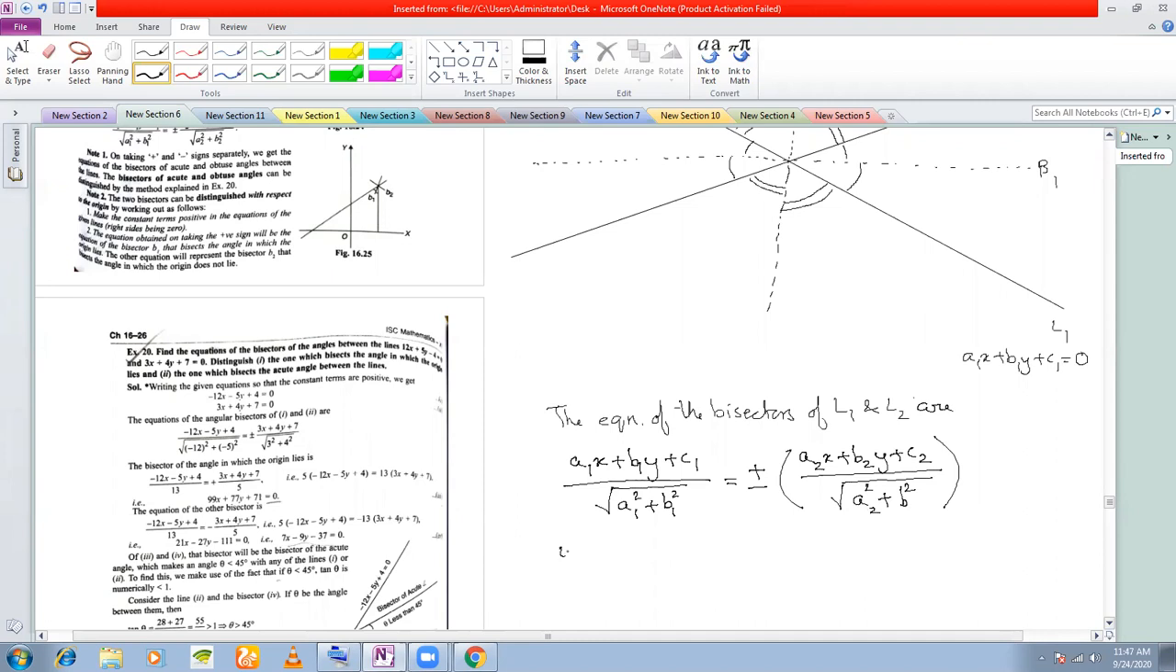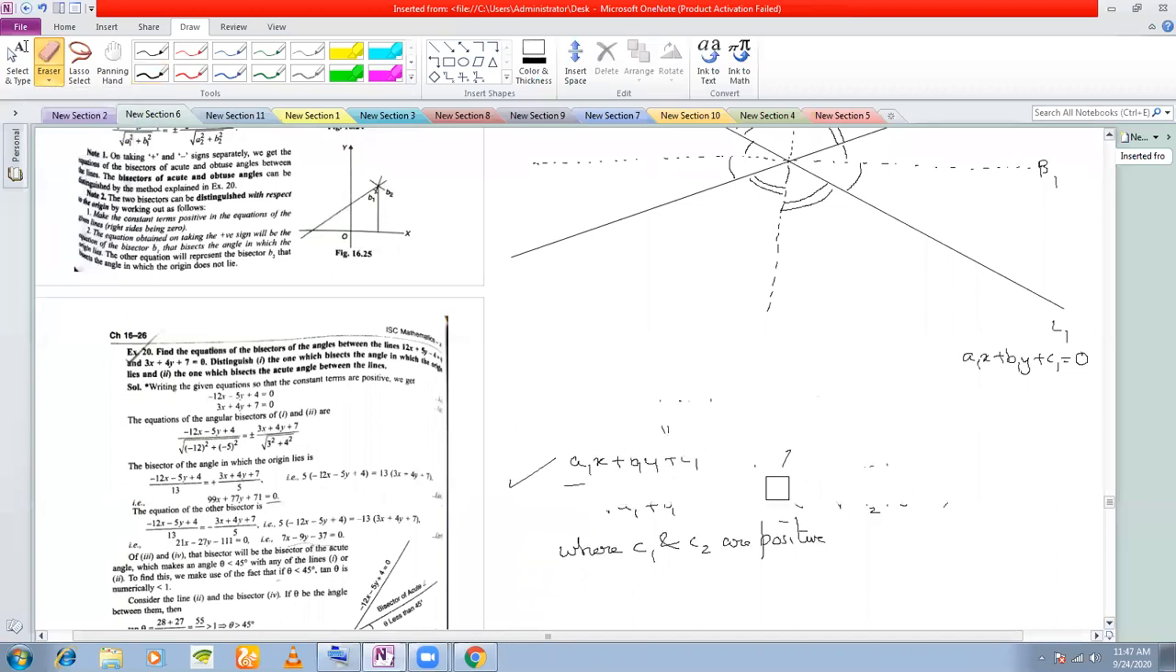Also, what you must remember is that in this case, C1 and C2 both have to be positive. Only then you can use this formula. Okay, so let us take an example and see how you can find out the equation of the bisectors.